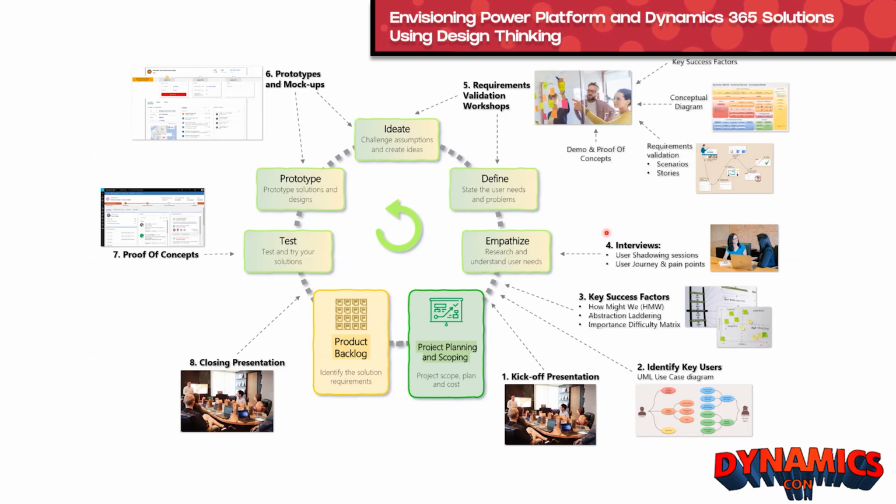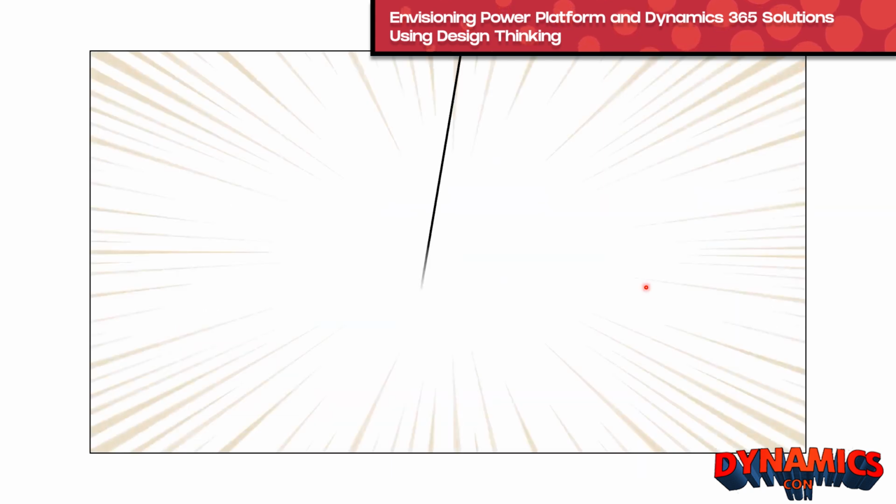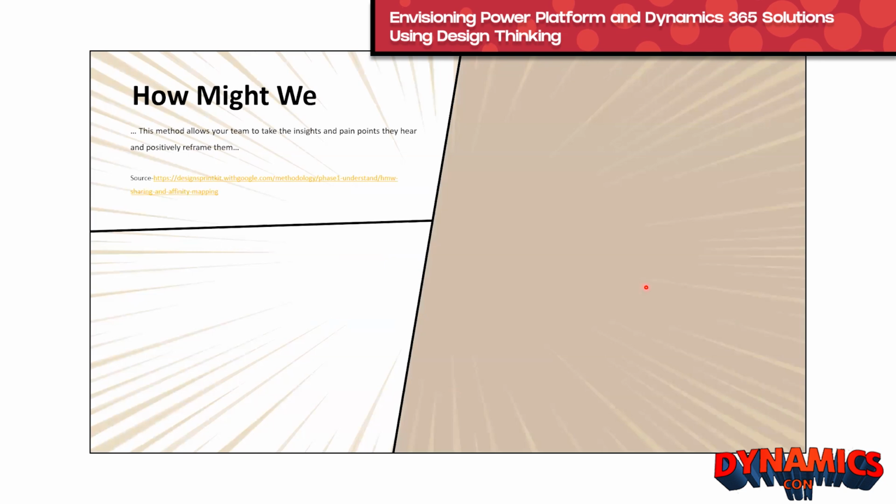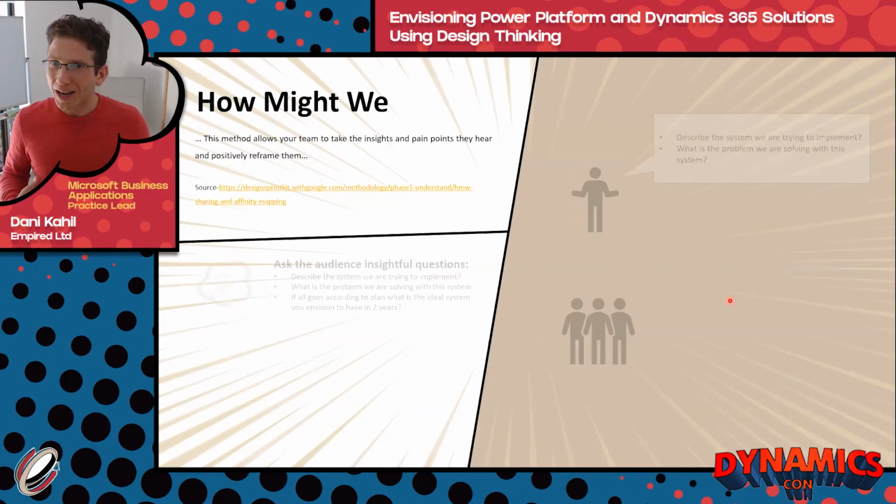Right, so the next slides will be really focusing on those design thinking methods I use, to give you a flavor of what design thinking is and how I apply design thinking in Dynamics 365, right? So one method I use is called the How Might We, which is a method that allows your team to take the insights and pain points and then positively reframe them. So effectively, you want to make sure that you capture the pain points and you reframe them as opportunities, and you reframe them using the how might we. So how does it work, right?